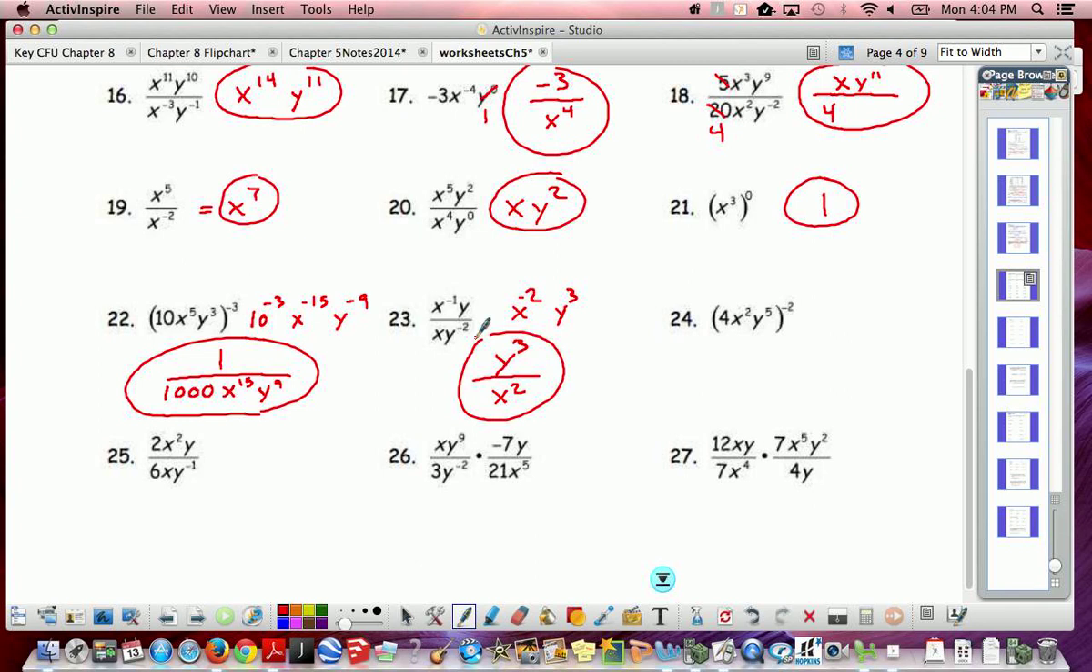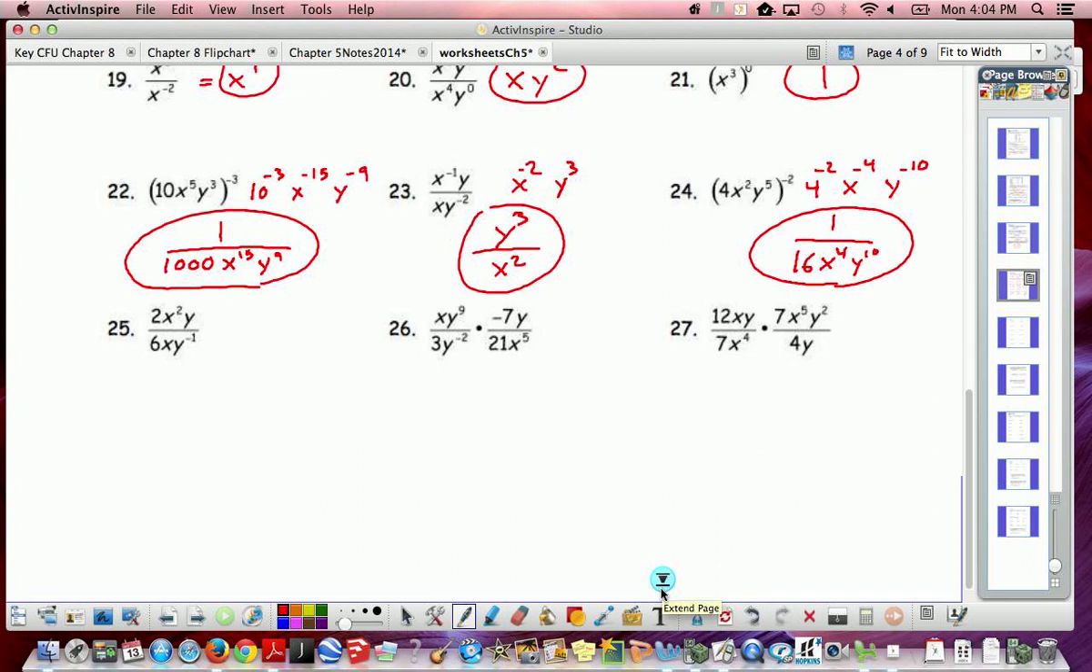All right, 24. You're going to have 4 to the negative 2 power, x to the negative 4 power, y to the negative 10 power. So then what we want to do is make them all positive. So 4 being squared is actually 16. Then it becomes x to the 4th, y to the 10th. And we have our answer for 24. Move that up a little bit.